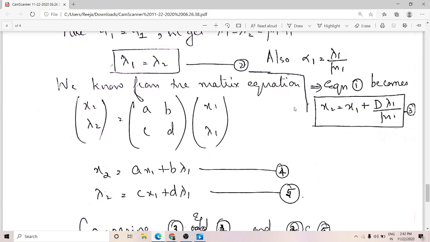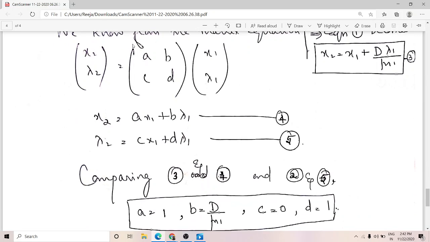should take this value. So what I am going to do is compare equations 4 and 5 with 3 and 2. Comparing equation 4 and 3, what do I get? You compare equation 4 for x2 and this x2. Why? Because this is the specific case for translation and this is the general equation. So on both sides you have x2. On the RHS, here you have a x1, here you have the coefficient of x1 as 1. And here you have the second term b lambda 1 and here you have the coefficient of lambda 1 as capital D by mu 1.